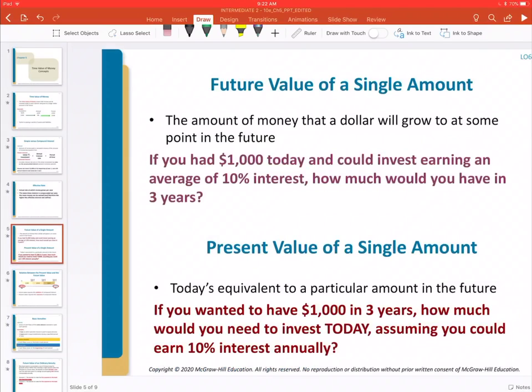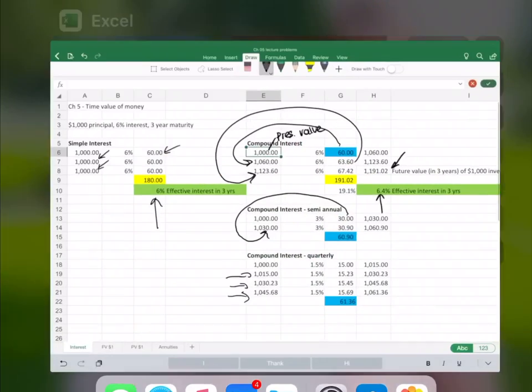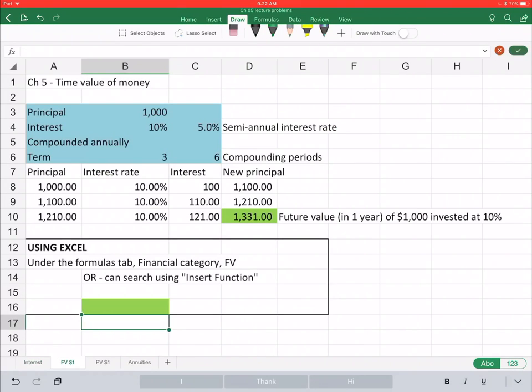So again, jumping back to my PowerPoint real quick. For the future value of a single amount, we're going to go through this example on the next Excel tab. If we have $1,000 today and we can invest that $1,000, earning an average of 10%, how much would we have in 3 years? If I jump over to my second tab, we could make a table here that shows we started with $1,000. We had a 10% interest rate, so in the first year we earned $100, which means our new principal balance would be $1,100. Then we carry that over to year 2. We had $1,100, and so on and so forth.